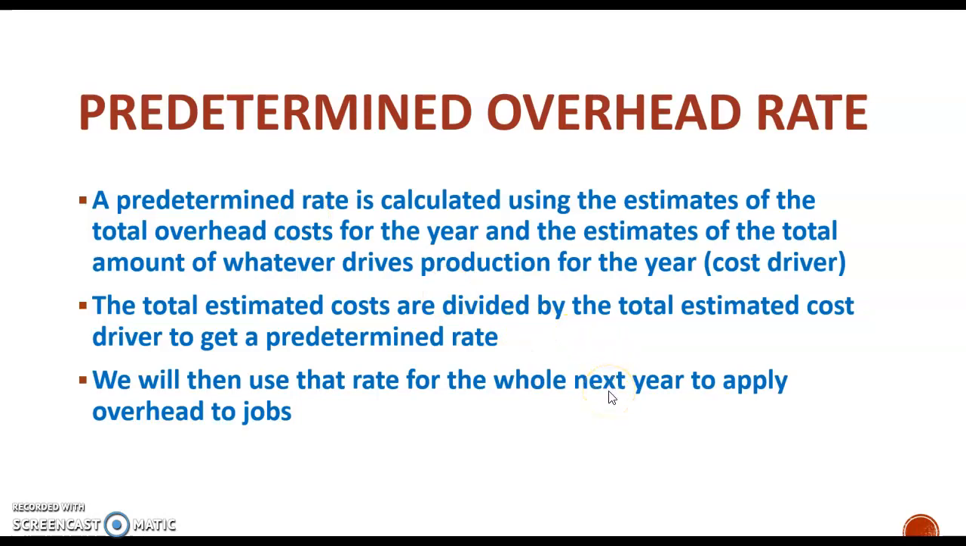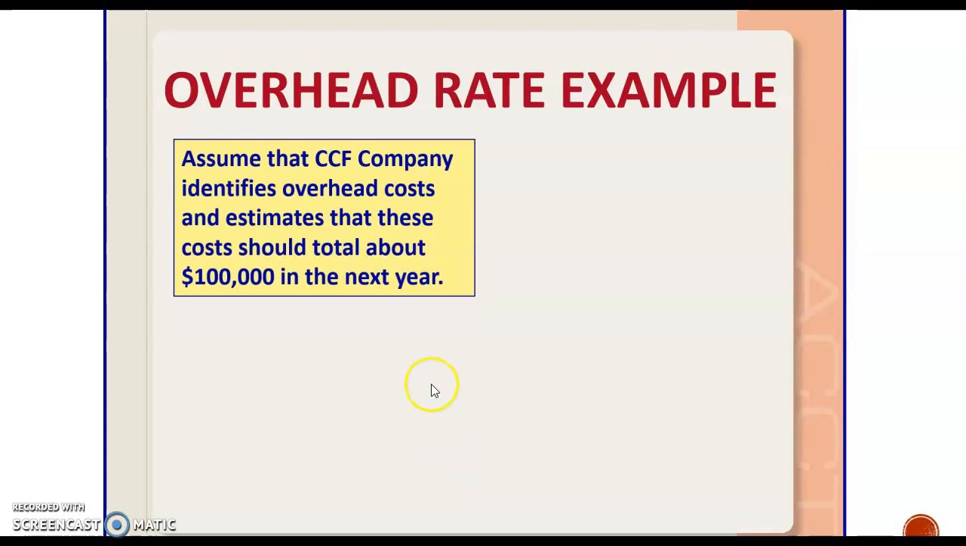Okay, in the previous video, we had started looking at a predetermined overhead rate, which we usually have to calculate in the fall, that we're going to use the whole next year. We're going to have to estimate the total overhead cost. We're going to divide that by the total overhead cost driver, and that will give us the predetermined rate. Well, we'll use that rate the whole next year.